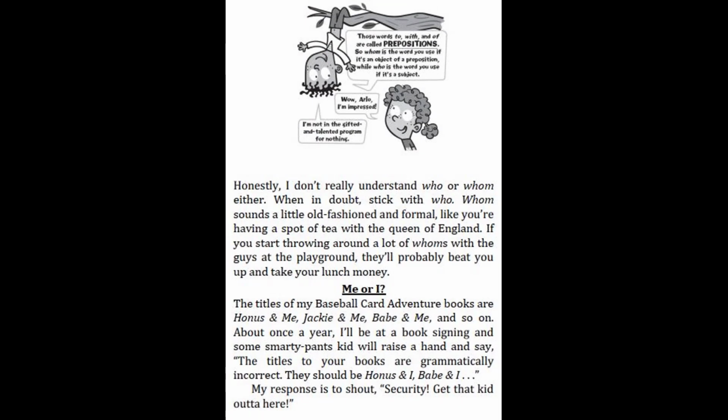Those words to, with, and of are called prepositions, so whom is the word you use if it's an object of a preposition, while who is the word you use if it's a subject. Wow, Arlo, I'm impressed. I'm not in the gifted and talented program for nothing.